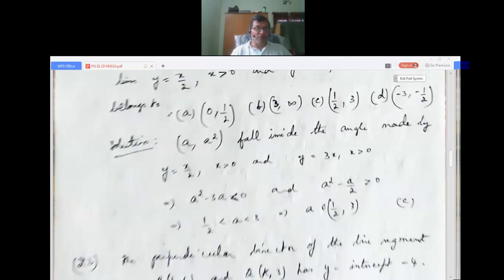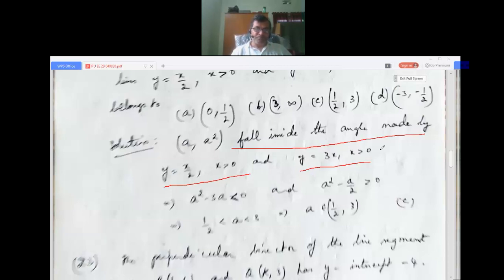It is given in the question that the point a comma a squared falls inside the angle made by y equals x by 2, x greater than 0, and y equals 3x, x greater than 0. It is given clearly in the question that a comma a squared has this position: it falls inside the angle made by these lines.